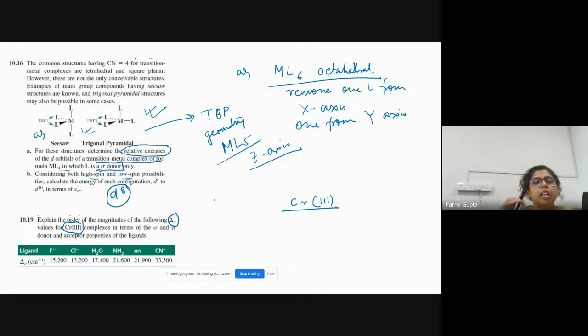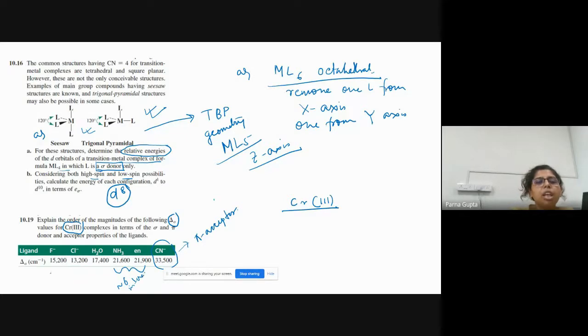You just see F minus and Cl minus, then water, then NH3, then en and CN. It is obvious which one is pi donor and which one is pi acceptor. Only CN is the pi acceptor and it has the highest value, quite different from the rest of them. So you can easily say this is the pi acceptor. Ammonia and en are neither pi acceptor nor pi donor, so almost only sigma interaction.